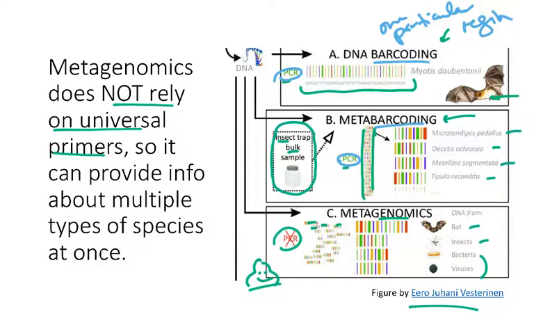If you're talking about a technique that has the term meta in front of it, that means you're doing bulk sequencing in both cases and having to use high throughput sequencing. So meta: bulk sampling and high throughput sequencing. So those are some similarities and characteristics among the different types of techniques we talked about so far. But one of the main advantages of metagenomics is that you can get information about multiple types of species at once.